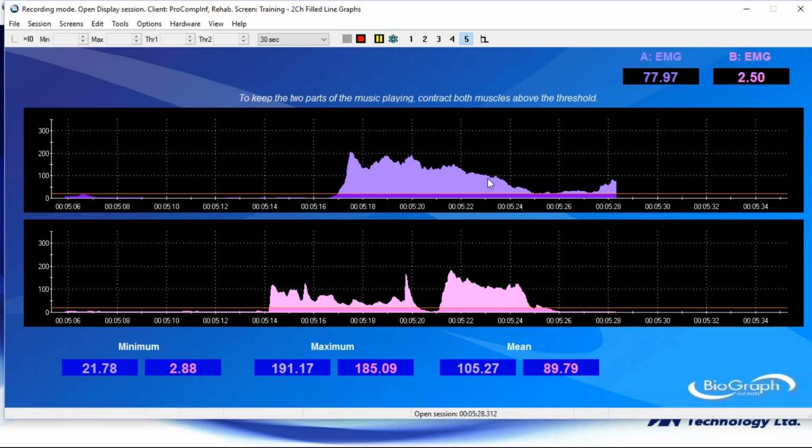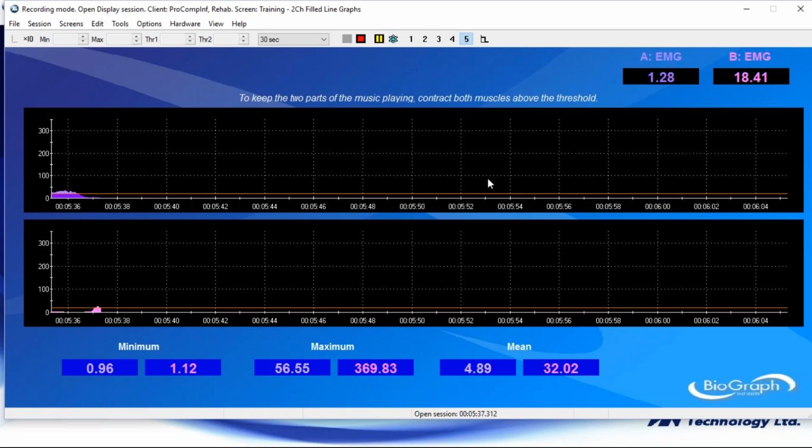And then obviously as one state, I get feedback on one side and not the other. And then none if I'm below threshold on both sides. This is going to work towards both sides.